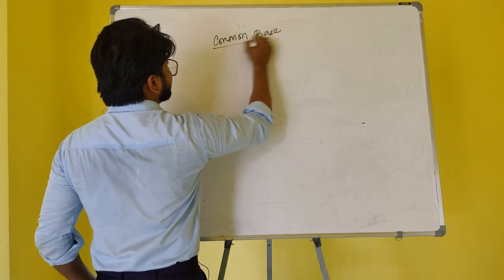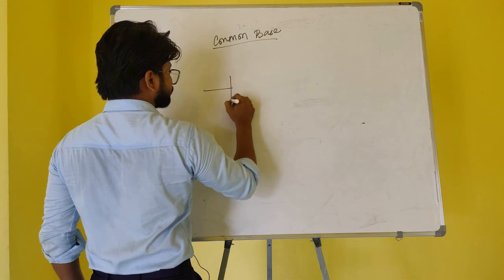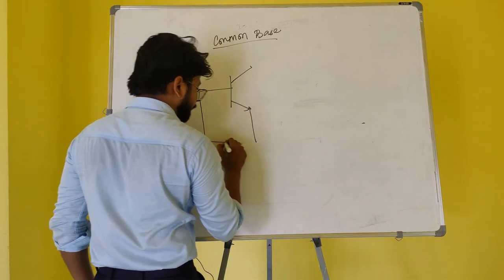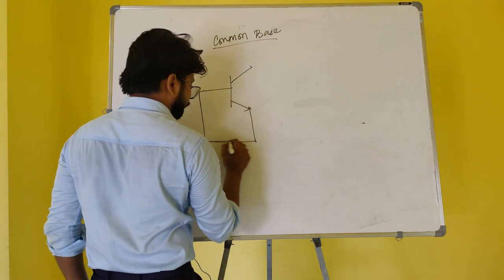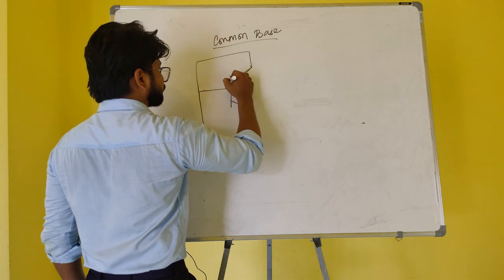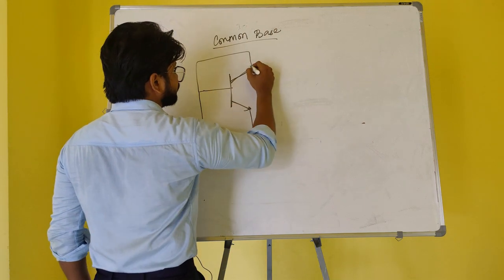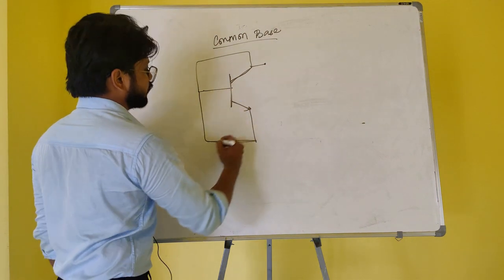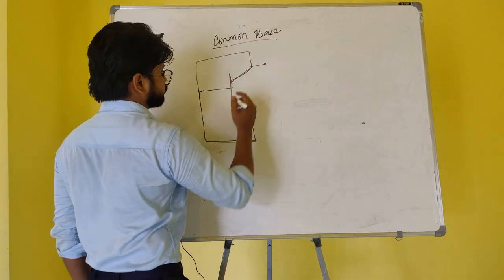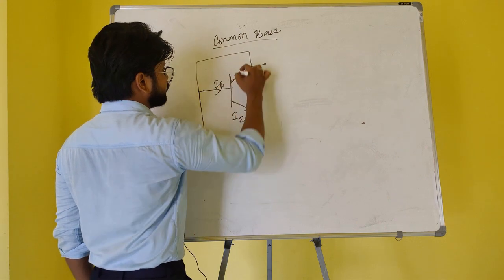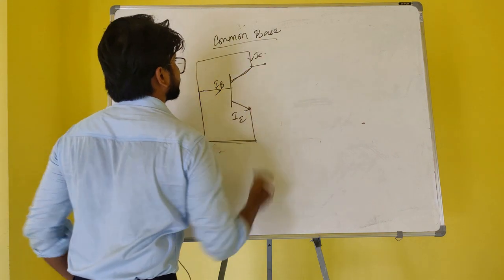Now moving on to the first configuration, the common base configuration. In the common base configuration, the base is connected to the emitter as well as the collector. So this configuration is called the common base configuration. So this is the IB, this is IE, and this is IC.